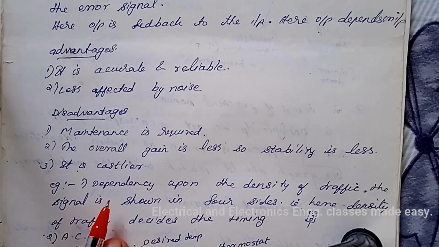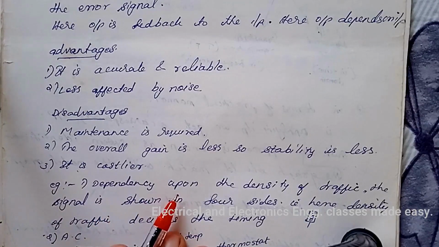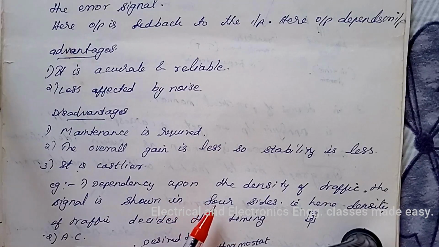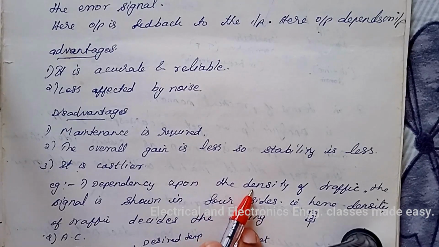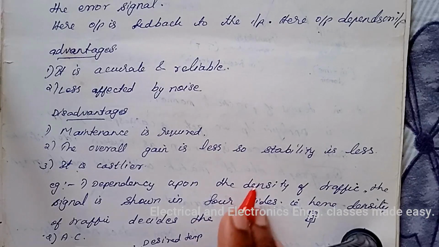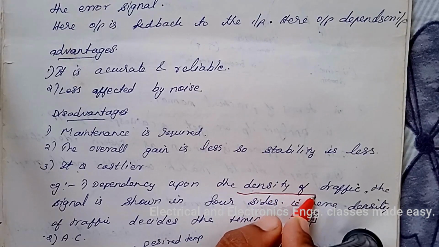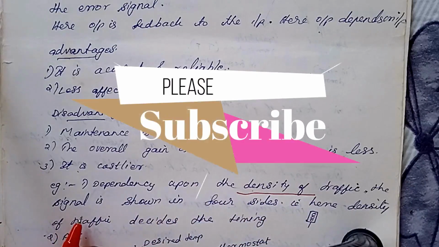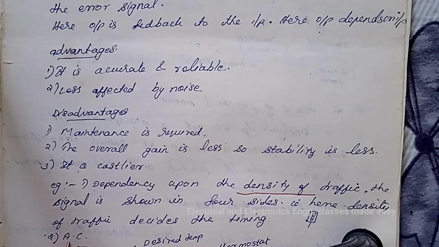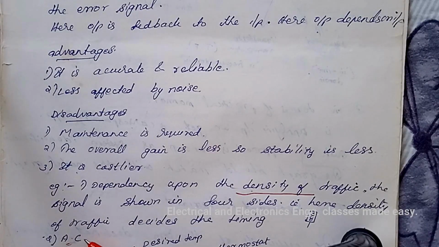Examples of closed loop system are traffic control system. A traffic control system can be made a closed loop system if the time slots of the signals are decided based on the density of traffic. Another example is AC, that is air conditioner.